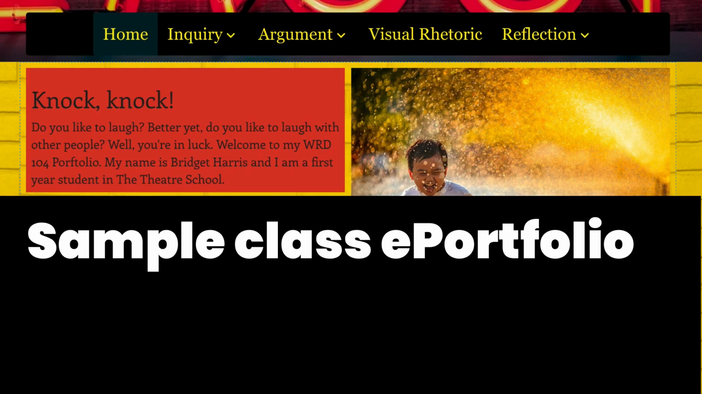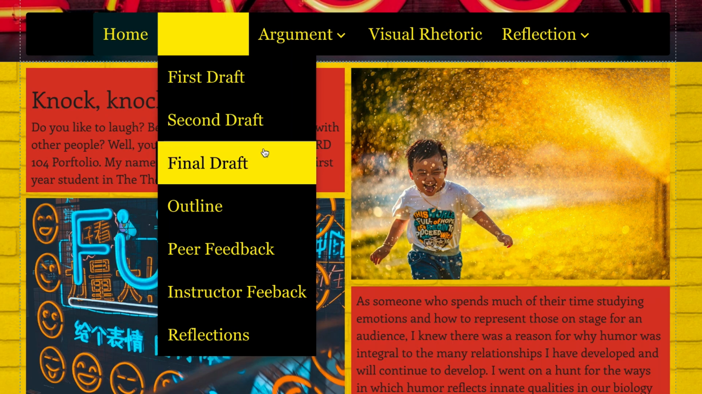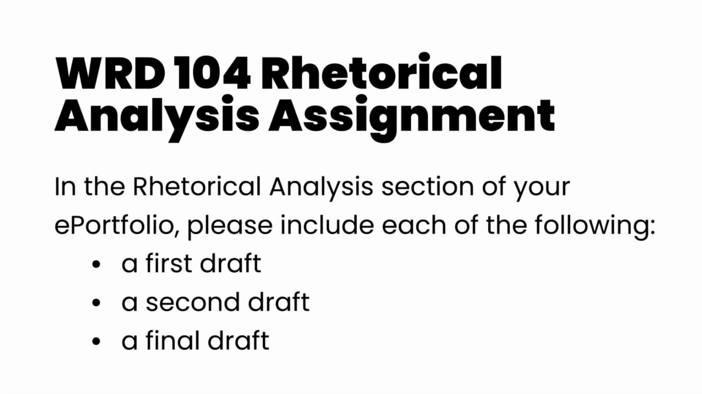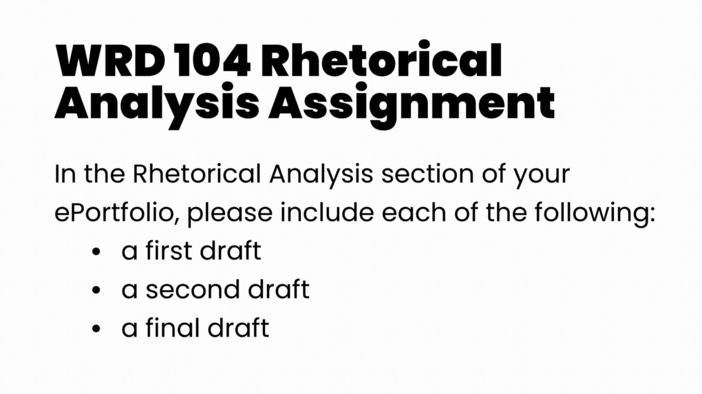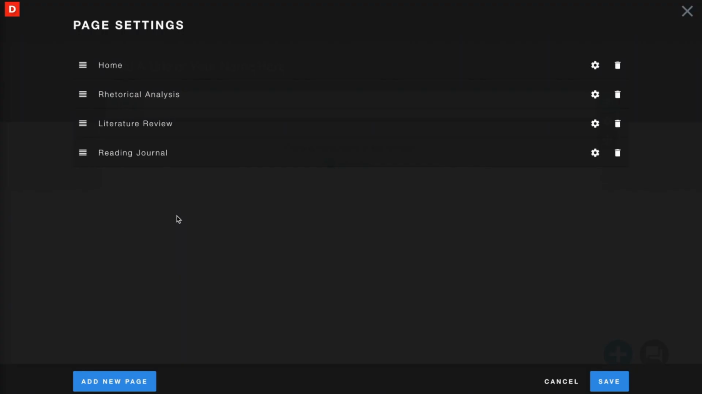And if you're creating an ePortfolio that has a lot of pages in it, for example, if you're publishing writing assignments and you need to publish multiple drafts of each assignment, a nice way to organize those pages is to create drop-down menus for those drafts of the assignment. So for example, I have a rhetorical analysis here, and I need to include a first draft, a second draft, and a final draft of this paper. In order to keep that organized, I'm going to create a drop-down menu underneath rhetorical analysis to hold each of those pages.